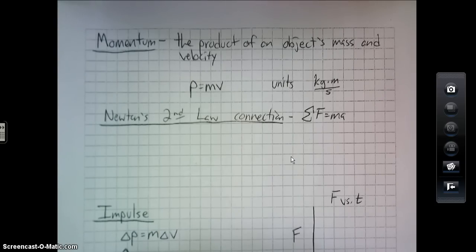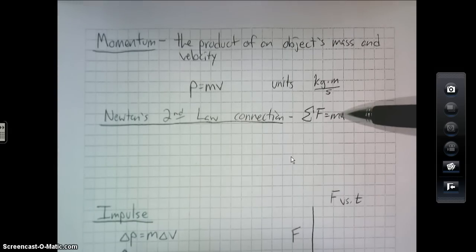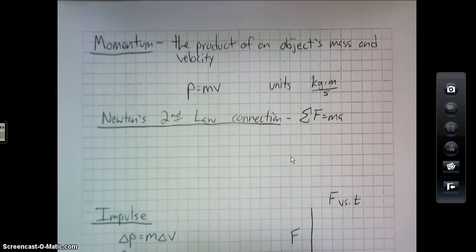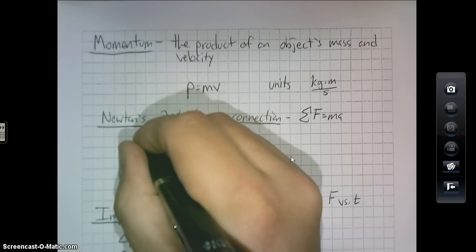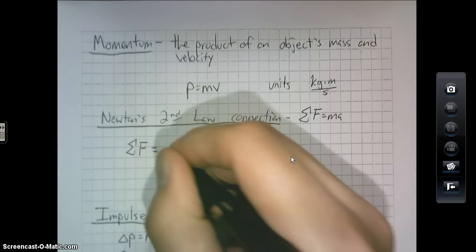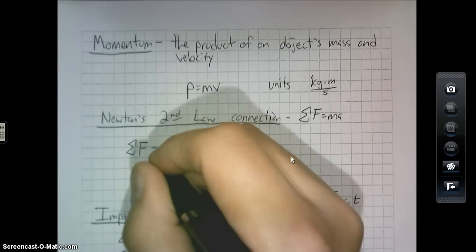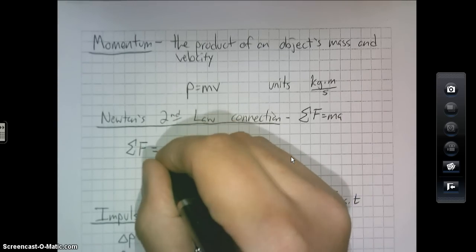Now there's a Newton's second law connection to momentum, and it's actually because Newton's second law wasn't originally written as the sum of the forces is equal to mass times acceleration. It was actually written as the net force is equal to the time rate of change of momentum of an object. So originally this law was written not as this, but as this.